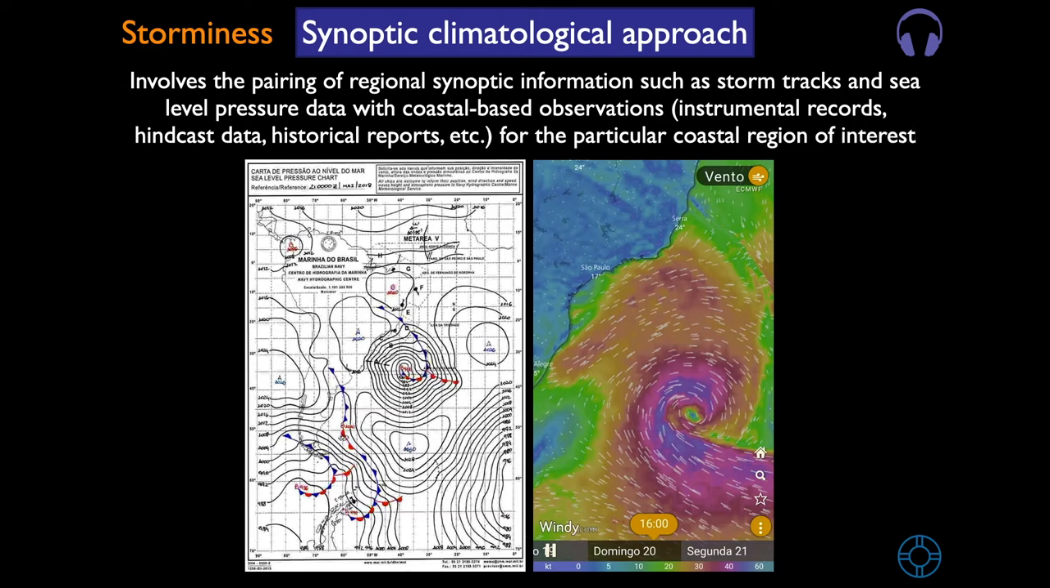To illustrate, the image on the left shows a sea level pressure chart made by the Brazilian Navy for the Brazilian coastal region, and in its center shows a low pressure system named an extratropical cyclone that is also illustrated on the image on the right. These atmospheric systems over the South Atlantic induce the majority of coastal storms that attack the Brazilian coastline.